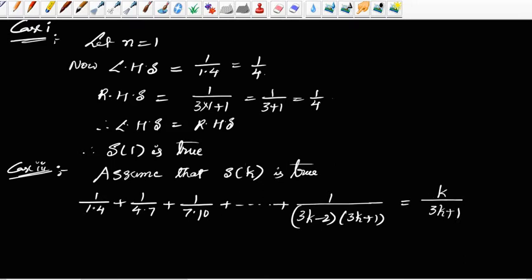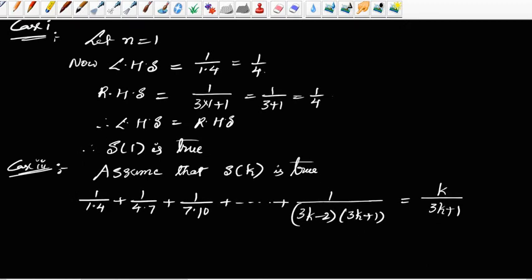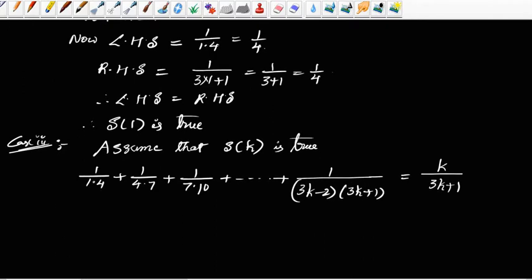This is the S of k statement. Now we are going to add the k plus 1th term on both sides. On the RHS side, what is the last term? 1 by 3k minus 2. This is the last term. In this term, we have to write k equal to k plus 1. We will get the k plus 1th term on the RHS side.